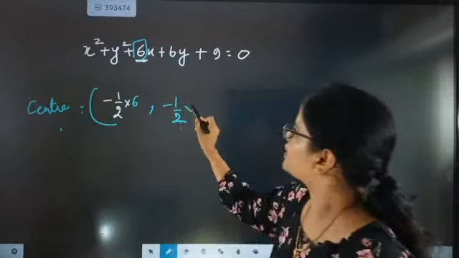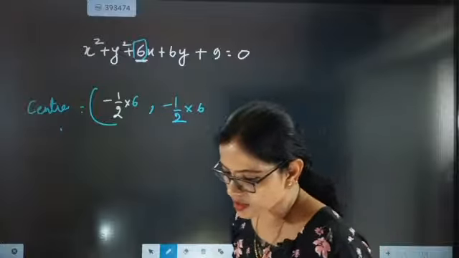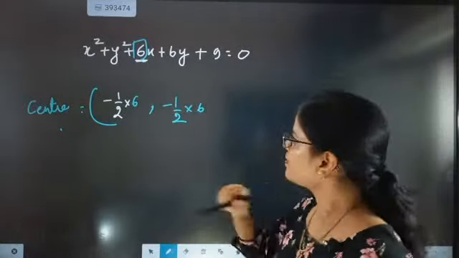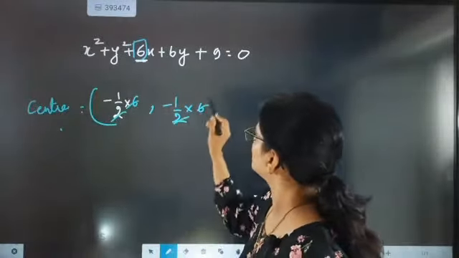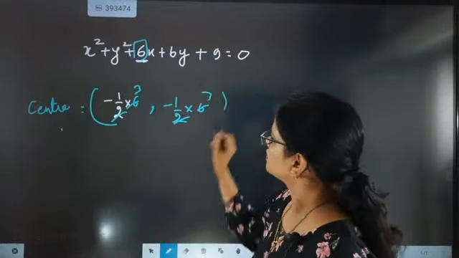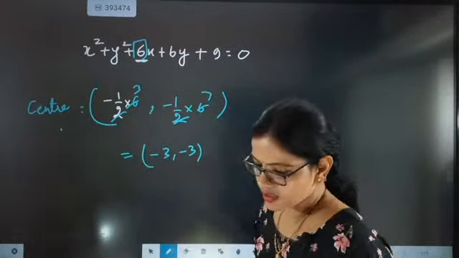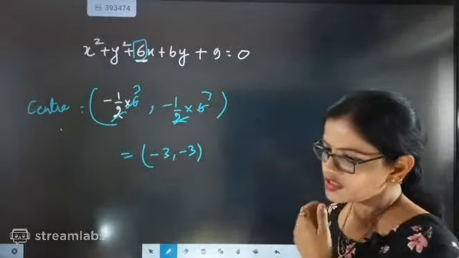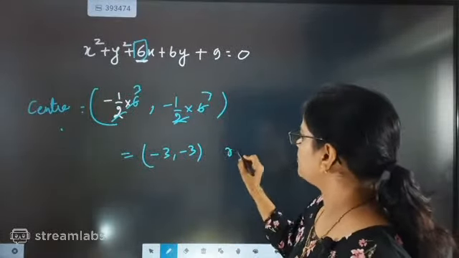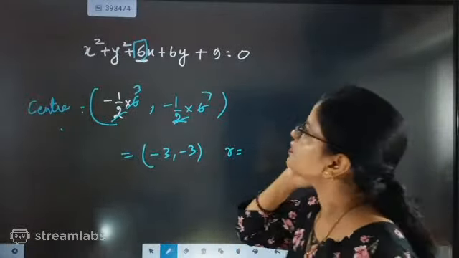Then minus 1 by 2 into coefficient of y. Okay. What happened, Ashutosh? Give answer, yaar. What happened to you? So answer is coming as minus 3 and minus 3. Then what is the radius? Radius part will be what?